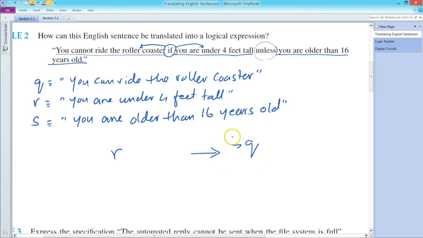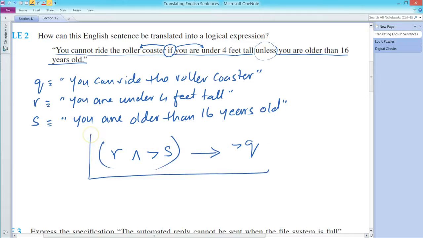Not being able to ride is only the consequence when you are under 4 feet tall and you are not older than 16 years of age, or you are not. In this case, it's going to be the negation of S. This is a logical expression that completely represents the English sentence that is given in the example.